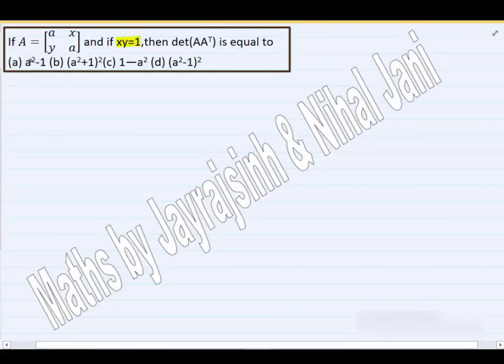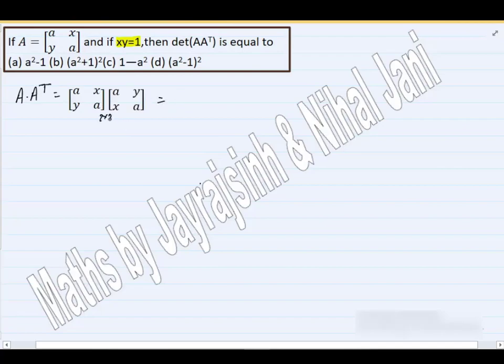In our next question, we have one matrix A, with rows a, x and y, a, and if xy is equal to 1, then you have to find the determinant of A into A transpose. So to find the determinant, first of all, we have to find A into A transpose. So let's get our A and A transpose.